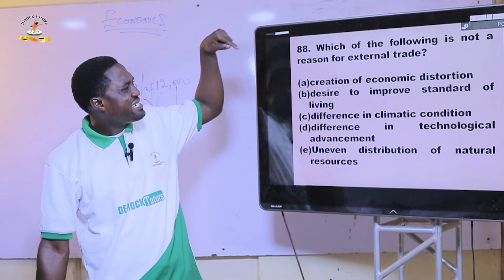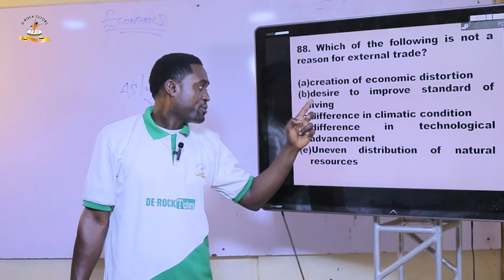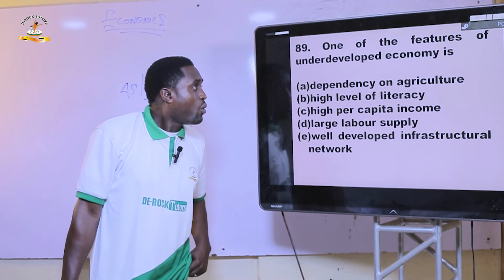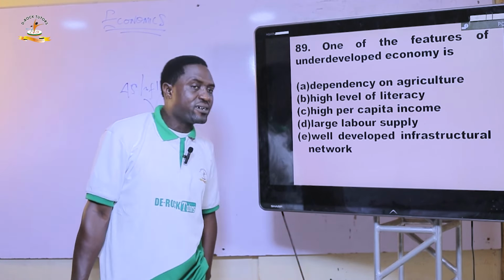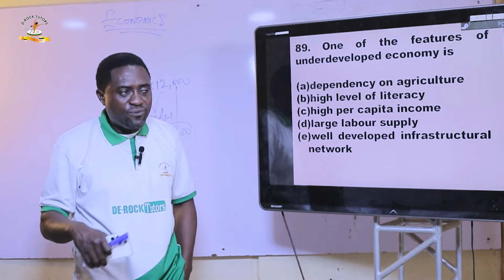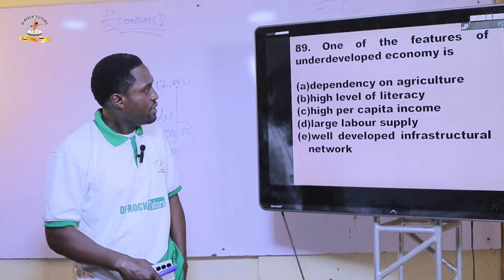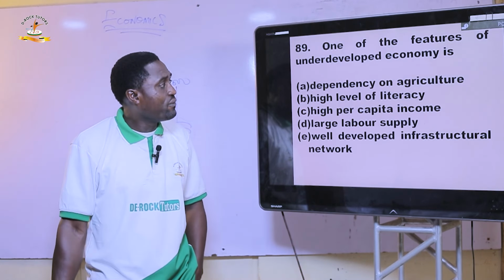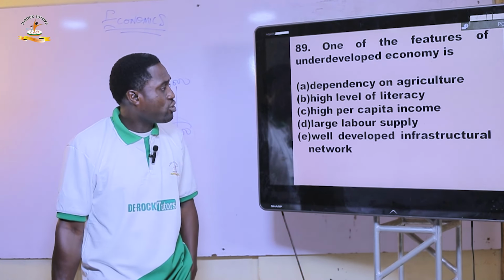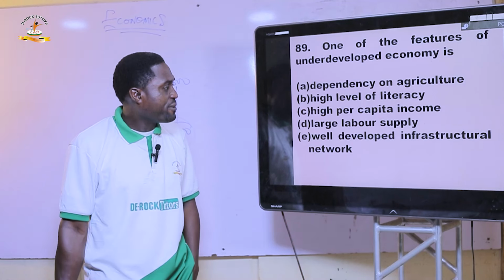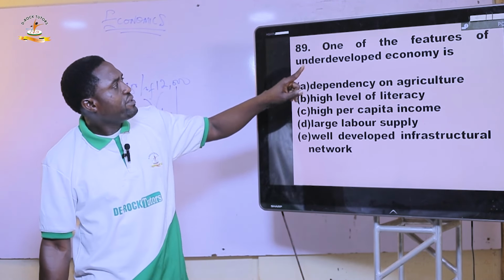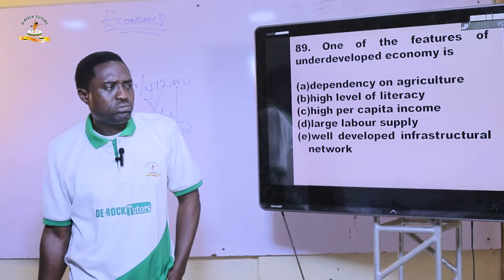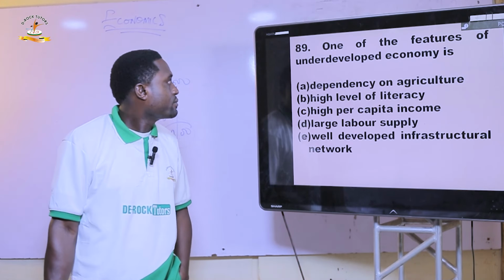So which of the following is not a reason for external trade? Option A, creation of economic distortion. The next question. One of the features of underdeveloped economy, dependency on agriculture is a major feature. High level of literacy, high per capita income, large labor supply, well-developed infrastructural network. One of the features of underdeveloped economy is dependency on agriculture. The next question.